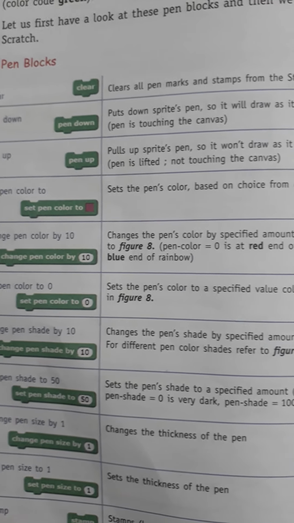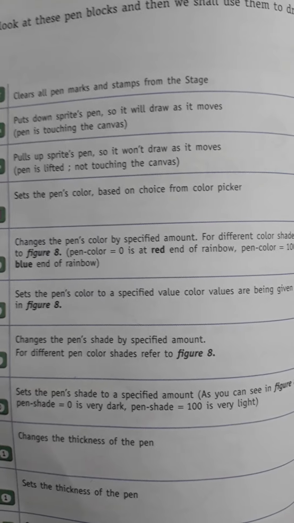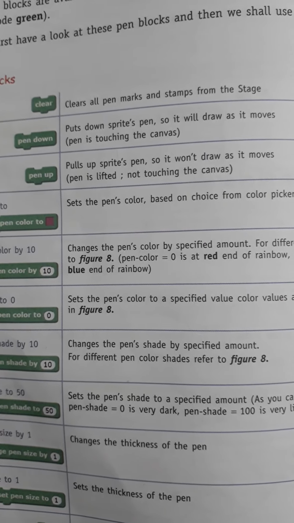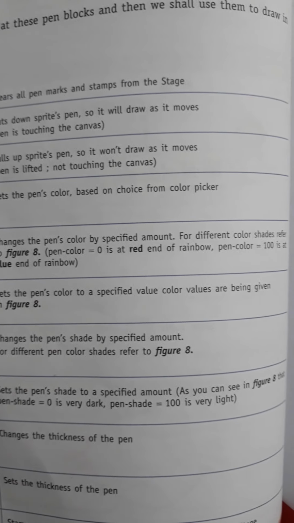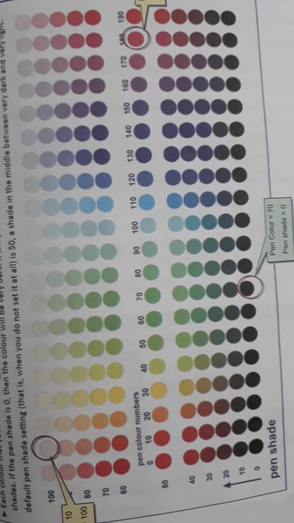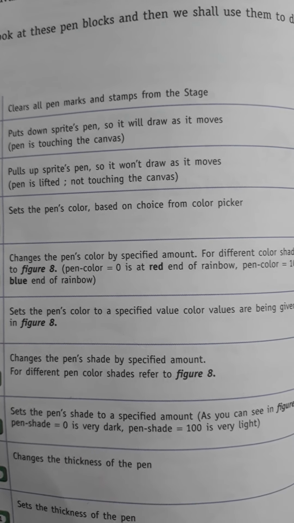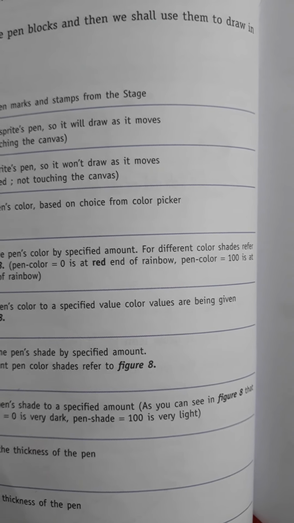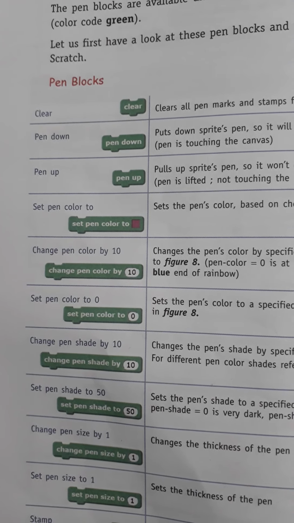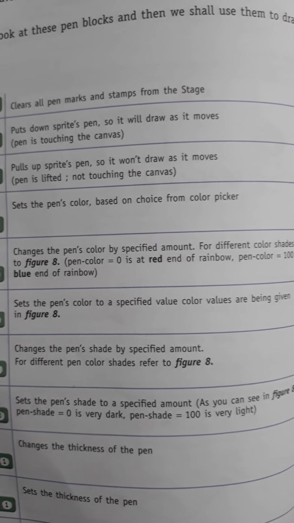Set pen color to sets the pen's color based on a choice from the color picker. Change pen color by changes the pen's color by a specified amount. For different color shades, refer to figure 8. Pen color 0 is at the red end of the rainbow and pen color 100 is at the blue end of the rainbow. Set pen color to sets the pen's color to a specified value. Color values are given in figure 8.